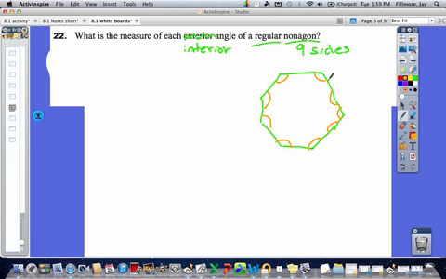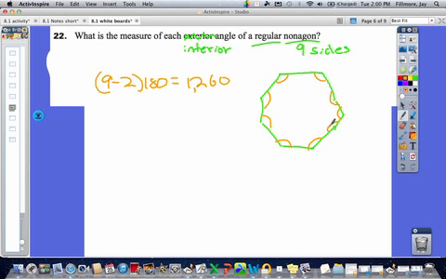Well, I know together I can do (9 - 2) times 180, and that will give me the total angle measure of all of those put together. So if I take 9 minus 2, which is 7, and multiply that times 180 degrees, this ends up being 1,260. That is the sum of all of these angles together.